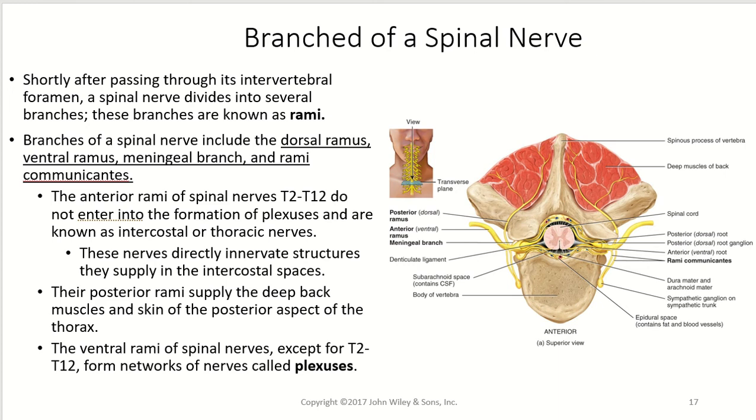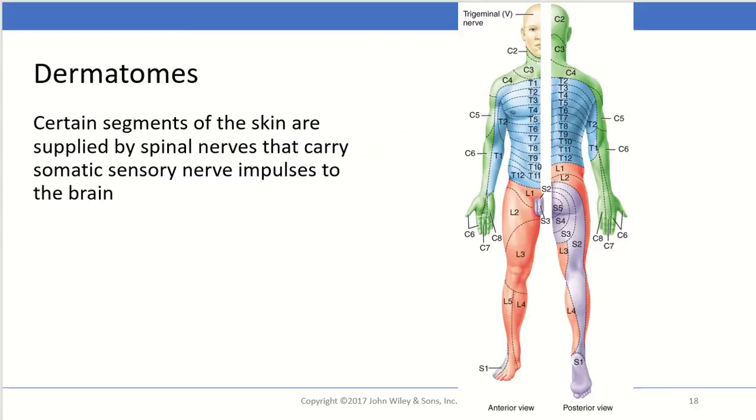The posterior rami are going to supply the deep back muscles and the skin of the posterior aspect of the thorax. And then the ventral rami of the spinal nerves, except for T2 through T12, which we mentioned, are going to form a network of nerves called plexuses, or a plexus for singular. And we'll talk about these plexuses a little bit later in the lecture.